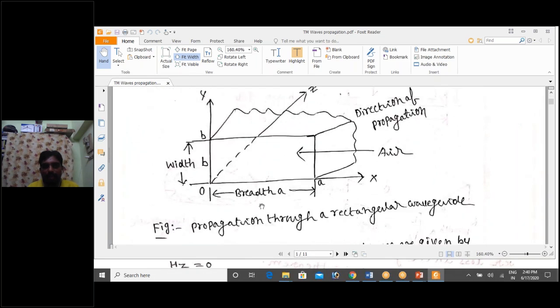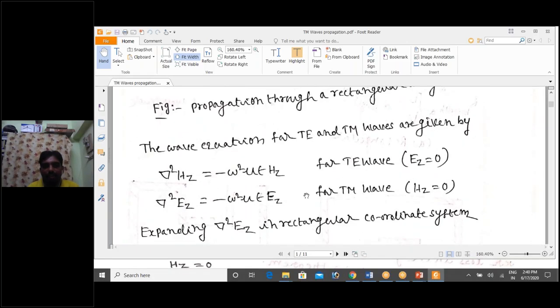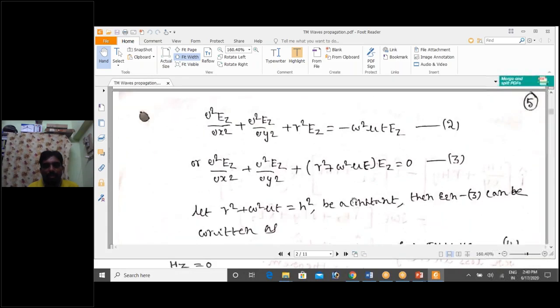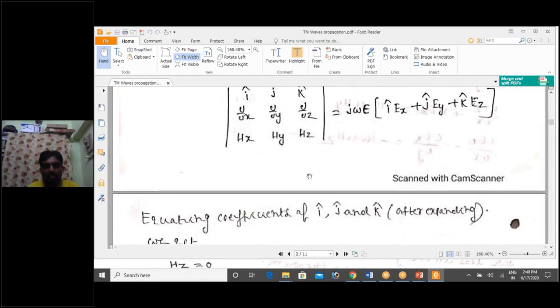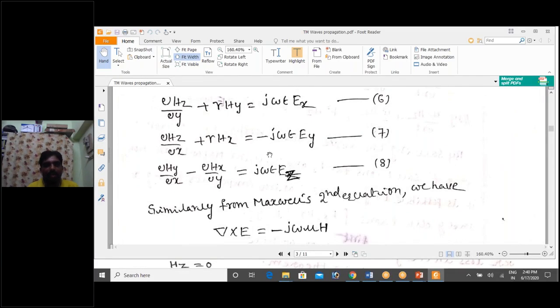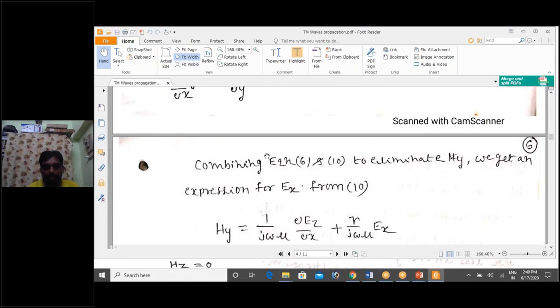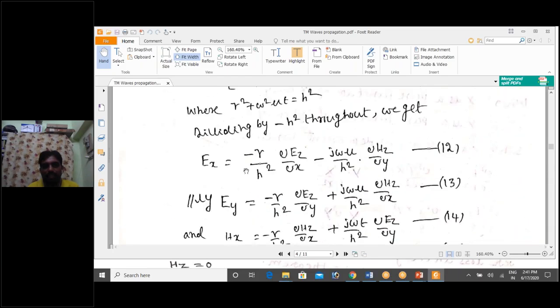First, we take a coordinate system along the x-axis, meaning the breadth and width of the waveguide, and use the wave equations for TE wave and TM wave, expanding in the rectangular coordinate system. This is the rectangular coordinate system form: del square Ez by del x square, plus del square Ez by del y square, plus del square Ez by del z square. Next, using the separation of variables method and Maxwell's equations, we can solve all the field components. All of this is in your class notes, and we already observed in our classroom how to solve the field components. Here I am taking them directly: we directly got the Ex, Ey, Hx, Hy and Ez components.